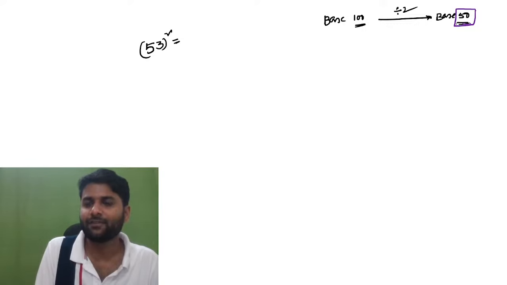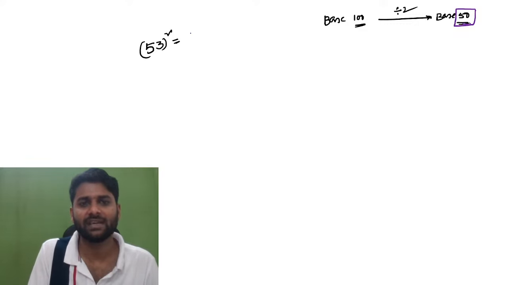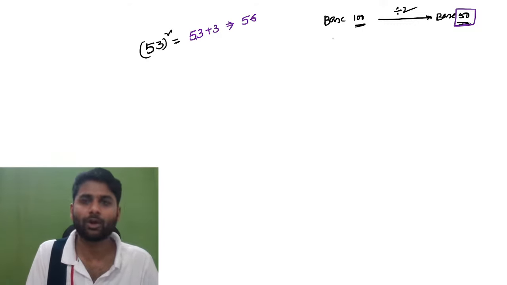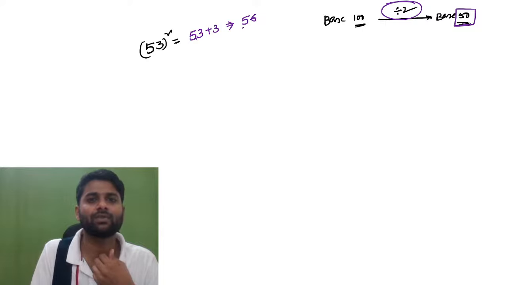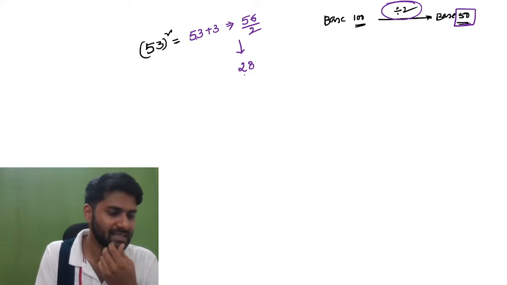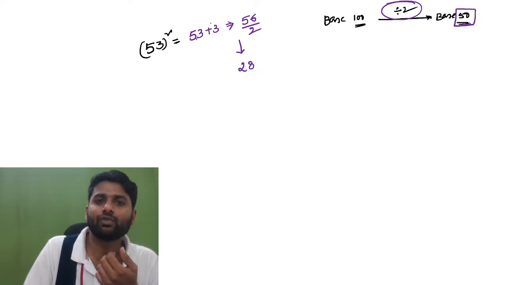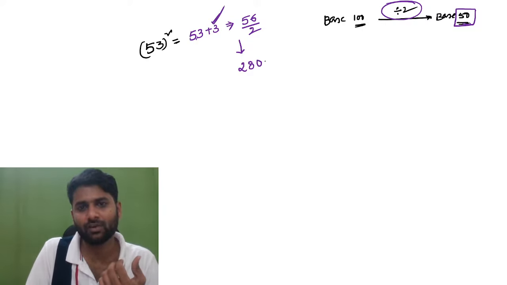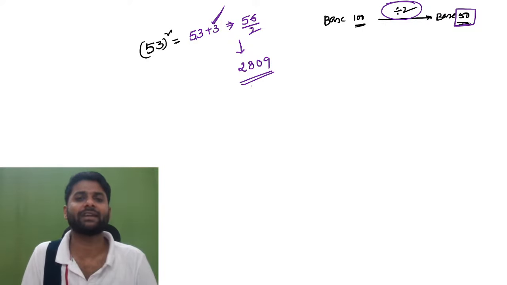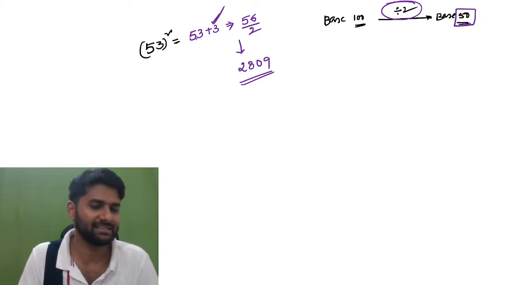Again, same steps. If you consider base as 50, 53 is more than 50 by 3 units. Again, we have to add those 3 units. So 53 plus 3 is 56. But according to the base concept, 100 became 50, which means we have to divide it by 2. Then half of 56 becomes 28. Now, how many units are we adding here? 3 units, right? So what is the value of 3 square? 3 square is equal to 9. We have to write it as two digits, that's why 09. 2809 is the correct answer.